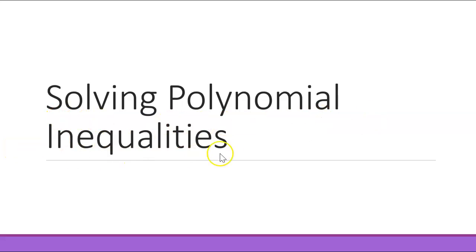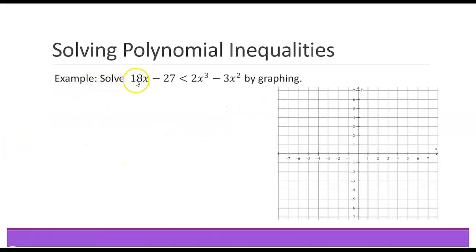Solving polynomial inequalities. In this first example, we want to solve 8x minus 27 is less than 2x cubed minus 3x squared by graphing. Well, these are going to work a lot like quadratic inequalities, where we do want everything on one side and a 0 on the other side. So I'm going to go ahead and subtract the 18x and add the 27 to the other side. So I'm solving 0 is less than 2x cubed minus 3x squared minus 18x plus 27. And that was just to keep a positive leading coefficient.